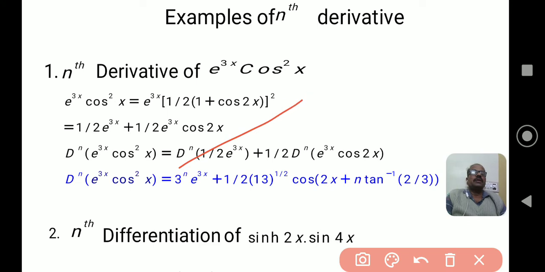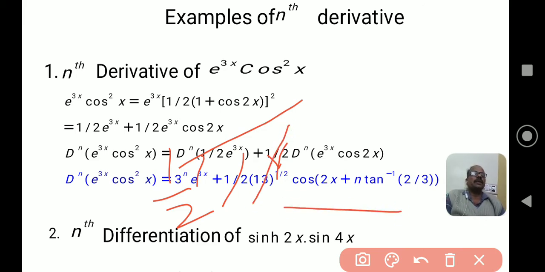What is the nth differentiation of e power 3x? I forgot to write 1 by 2 here, you can write it as 1 by 2 into 3 power n, that is a to the power of n, e power 3x, and 1 by 2 you keep as it is. With the formula e power ax into cos of bx plus c, it is a square plus b square whole to the power of n by 2. You should write n by 2 here. What is a square? 3 square is 9 plus 2 square is 4, that is 13 to the power of n by 2.